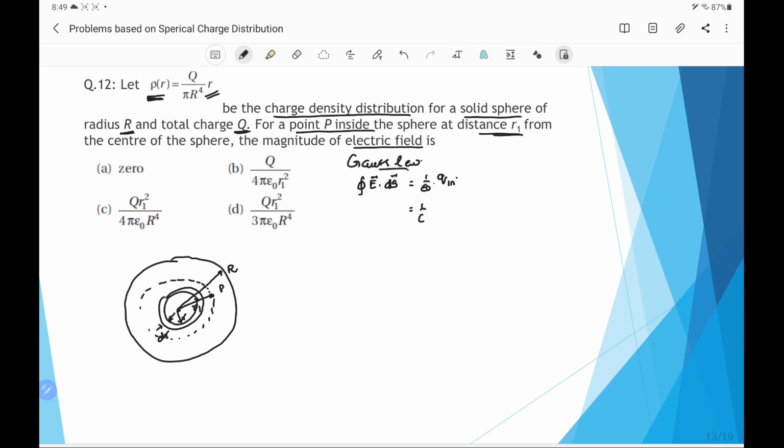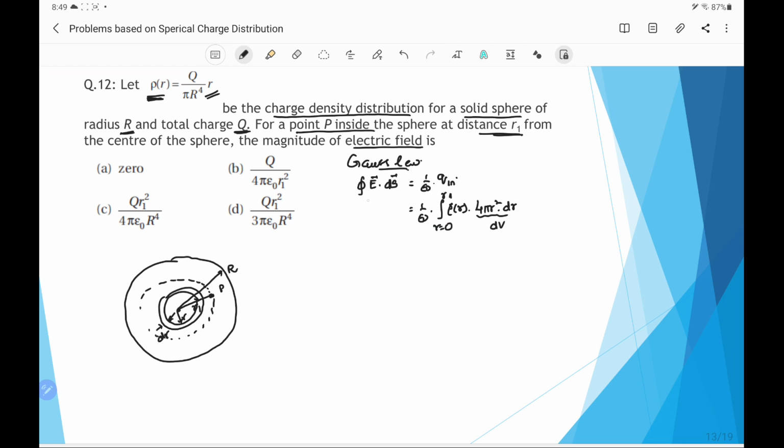1 by epsilon naught times the charge enclosed by the Gaussian surface. And this charge enclosed is, in our case, the integral of the charge density function, that is rho(r), and the volume of the elementary shell, that is 4πr². This is the surface area multiplied by its thickness, it gives dV. And range of r is from 0, that is from center, to the given point r1. Therefore, we have to integrate this.